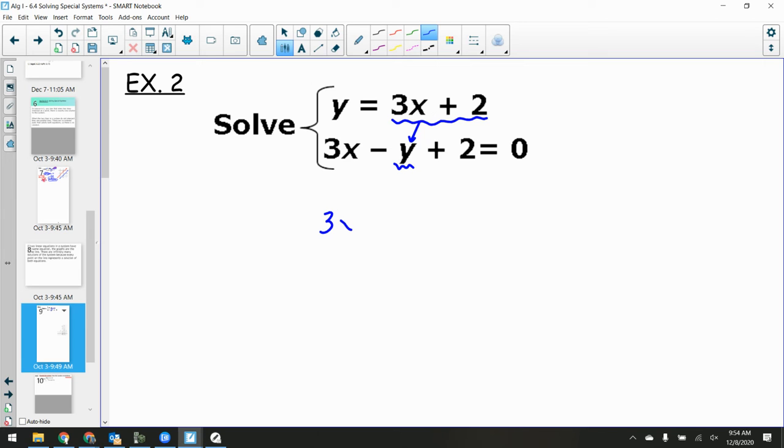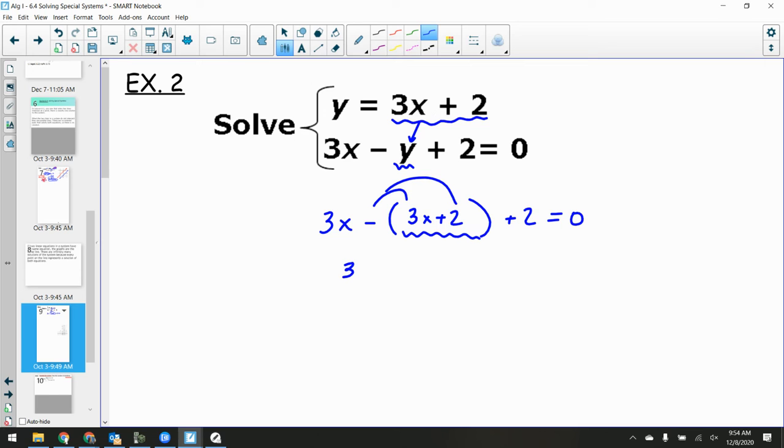And I say 3x minus y plus 2 is 0. Three x minus something plus 2 is equal to 0. And now I plug in the 3x plus 2. That goes in for y into the second equation. Remember, this is substitution. Yeah, question. Because I need to distribute the negative.